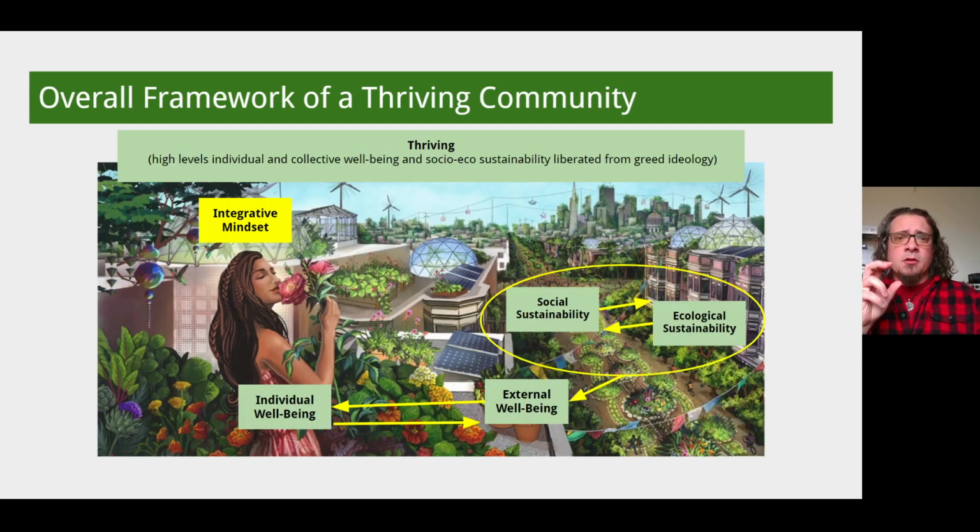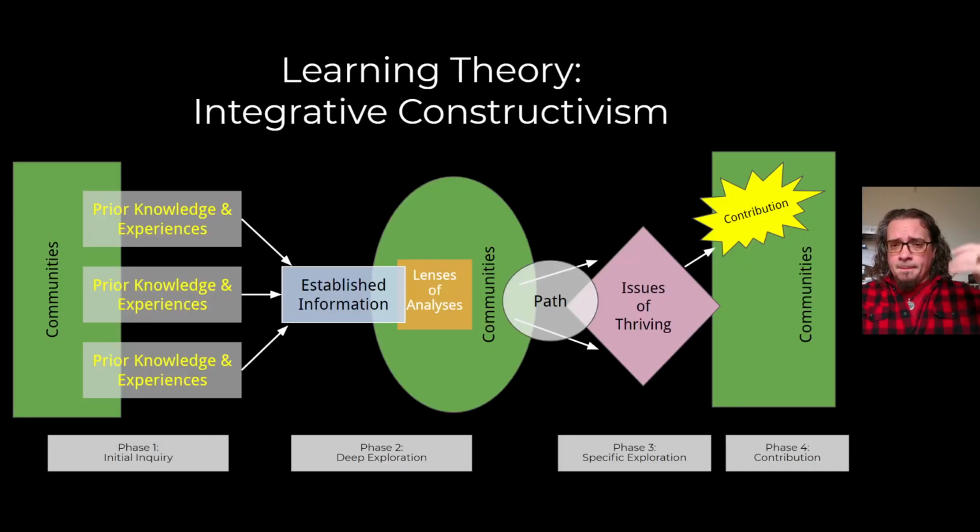As I was saying before, there's this integrative mindset that I think is also at a very high level. We have a mindset of seeing how all of these things are interrelated to one another. So that's what this is really about, right? Thriving itself would also come with us collectively having an integrative mindset that social, ecological, and individual are all interconnected and are all affecting each other.